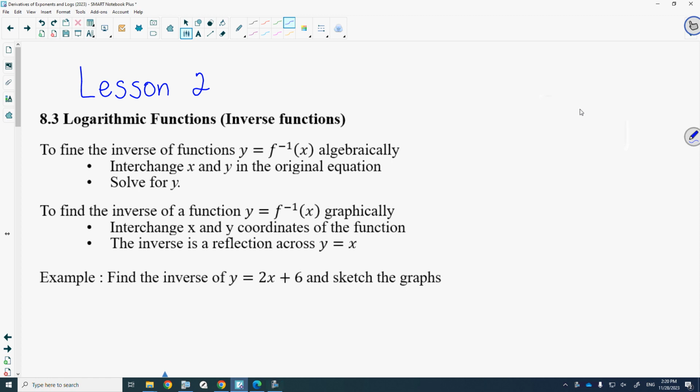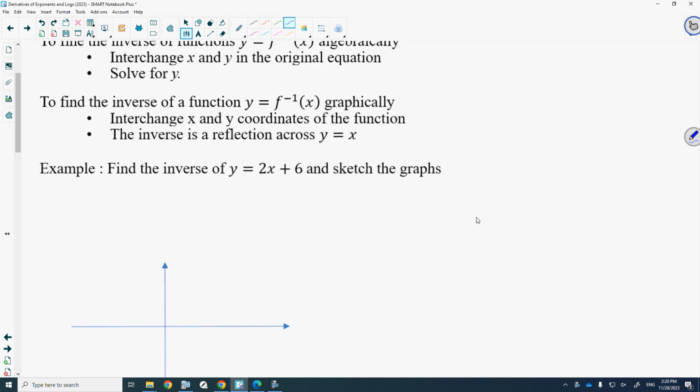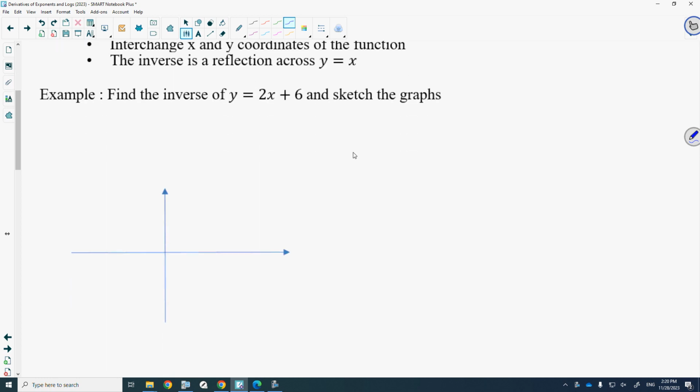So for lesson 2, before we look at log functions and then taking the derivative of log functions, we need to understand and remember from 30-1 what an inverse function was. And how do we find an inverse function? What is an inverse function? So this example says, find the inverse of y is equal to 2x plus 6 and sketch the graphs.